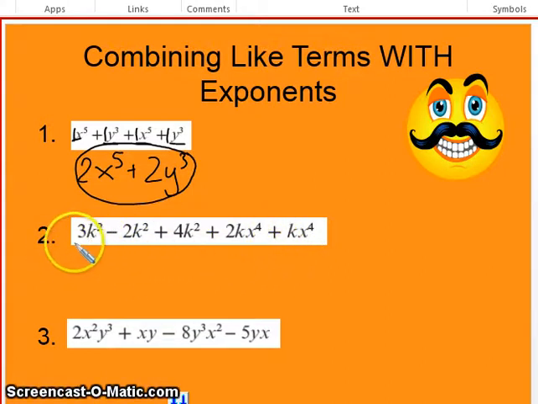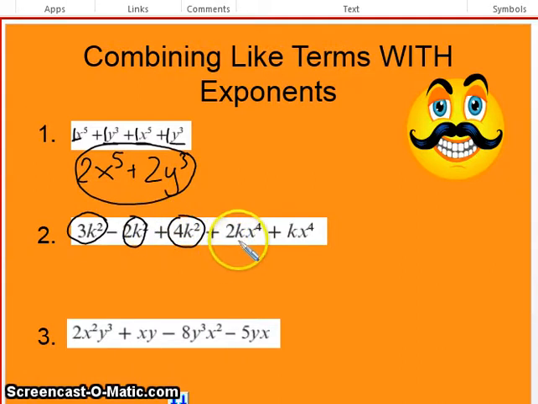So first I have 3k squared. Now I can combine this with any other term that also has a k squared. So every k squared term I'm going to circle. Here's 3k squared. This one has a k squared, 2k squared. And then this one has a k squared, 4k squared. These are all like terms. They all have circles around them.